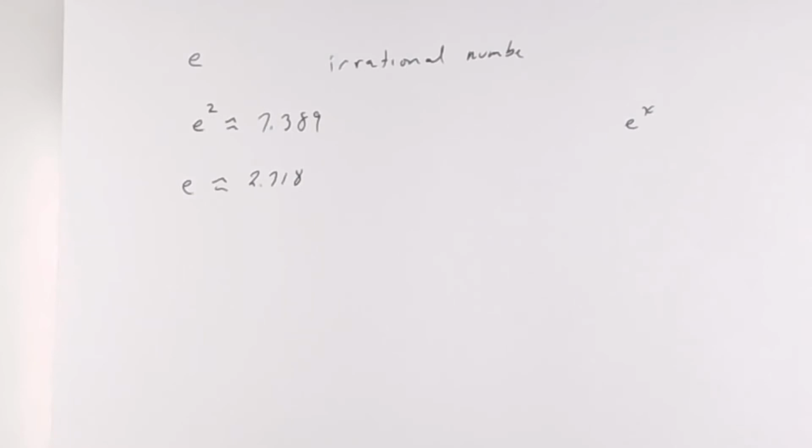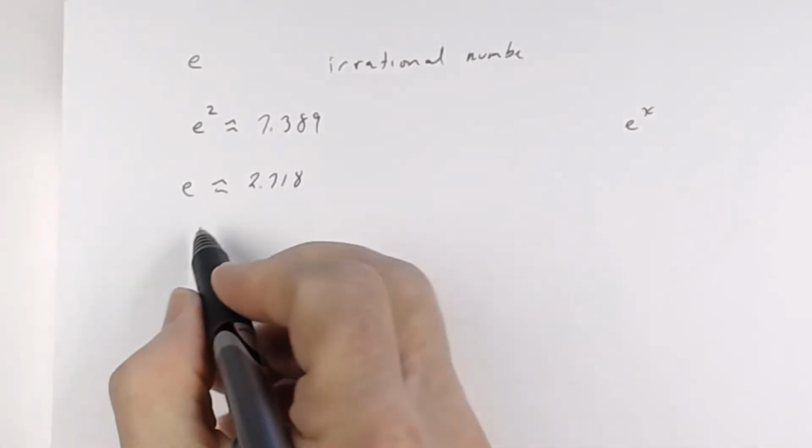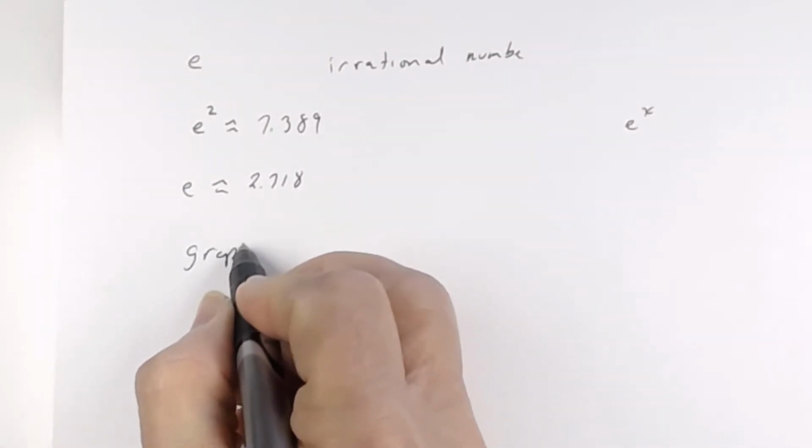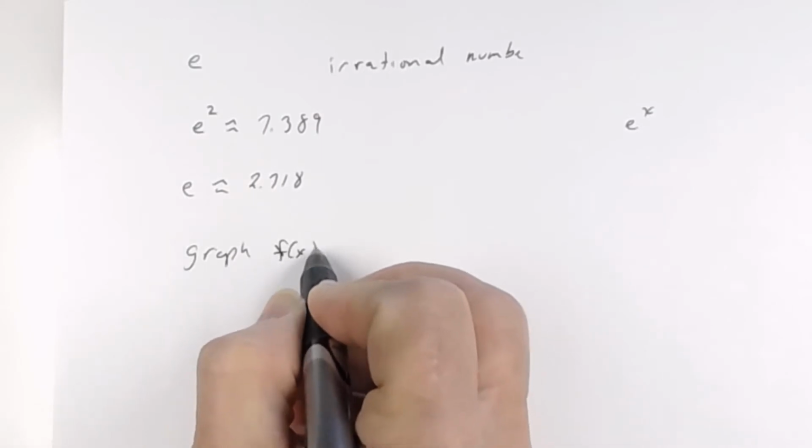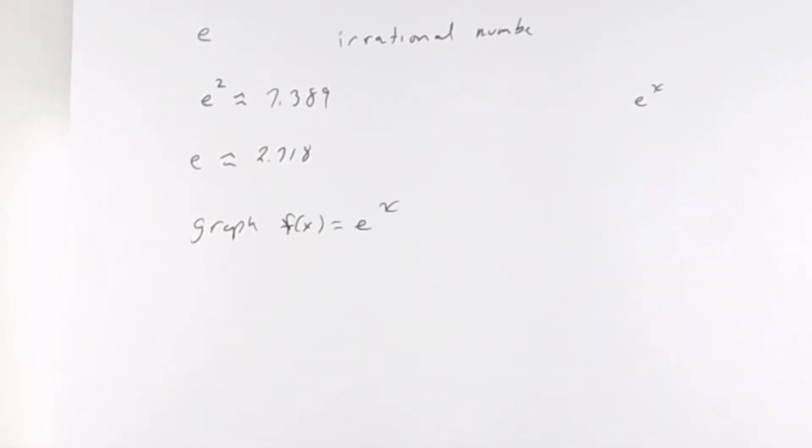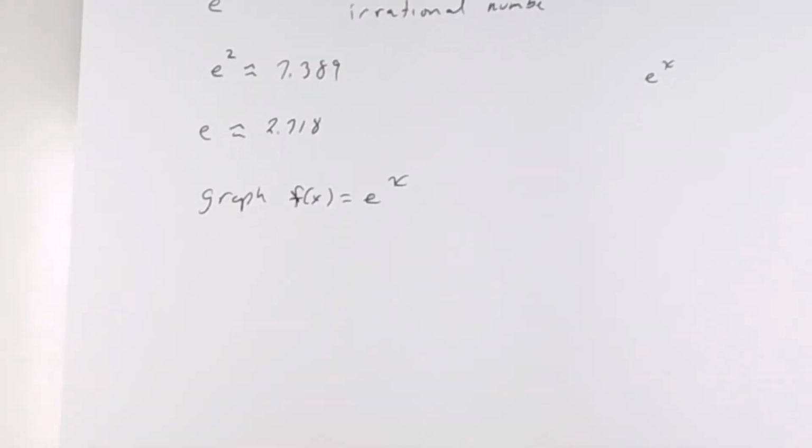Now, before we go on to what I really want to talk about, let's graph that exponential function, e to the x. Let's go ahead and graph that. y equals f of x equals e to the x. We're going to do it the same way we did those 4 or 5 problems we did earlier today.